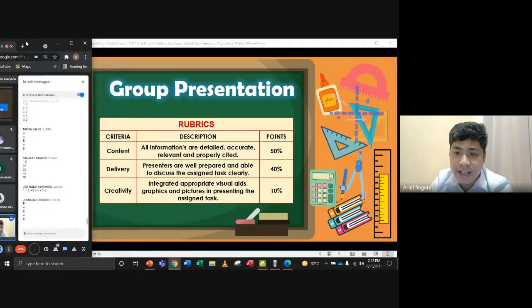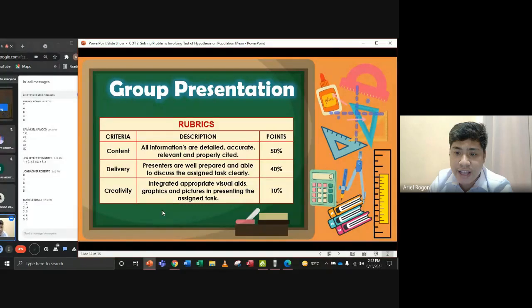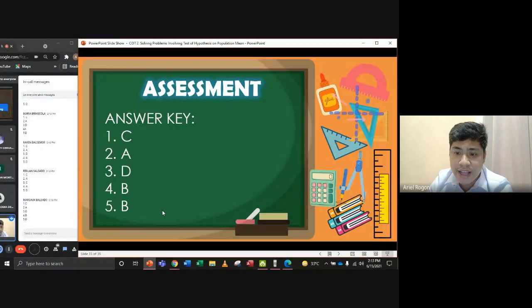So here is the answer. For number 1, letter C, 2, letter A, number 3, D, 4, and 5 is B. I think, yes, some of you, 4 and 5, no? You get confused in number 4 and 5.